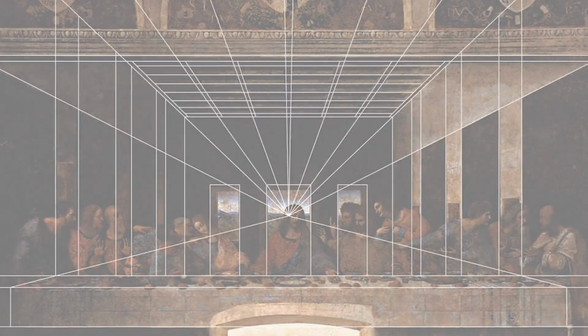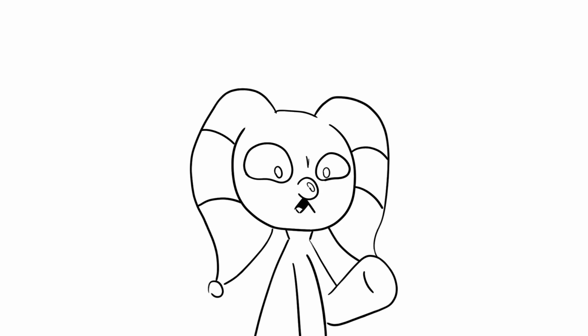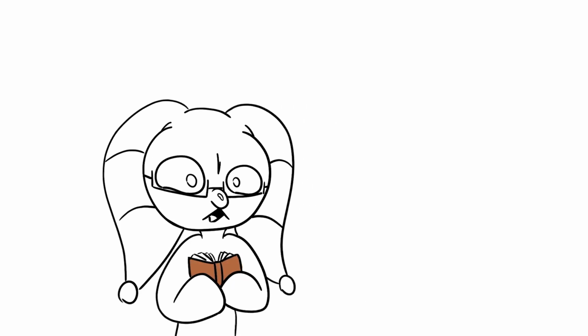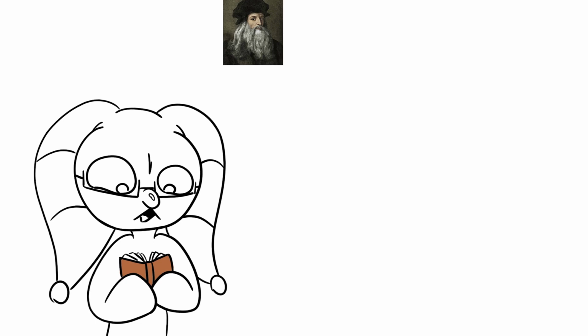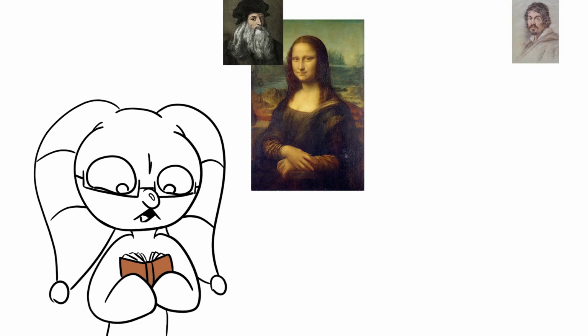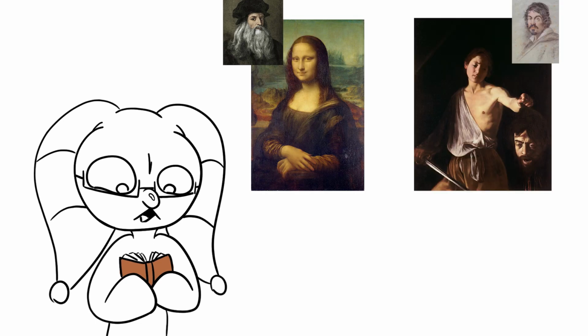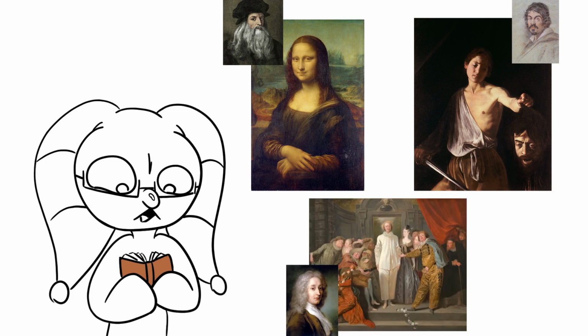It was in this time where big names in history of art were born, such as Da Vinci, who made Mona Lisa, Caravaggio, who created David with the Head of Goliath, Antoine Watteau, who created the Italian Comedians, and there's so many of them, we might as well be here all week talking about it.